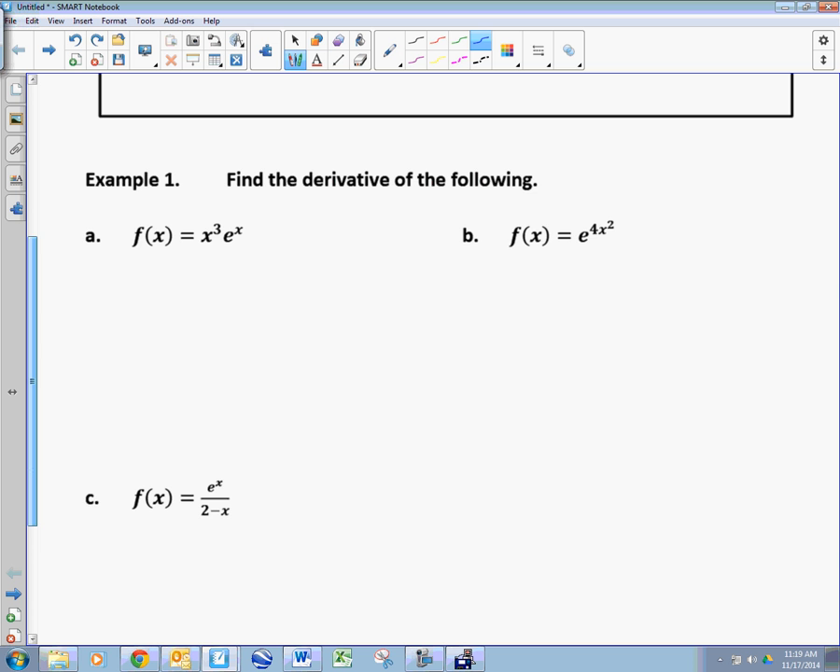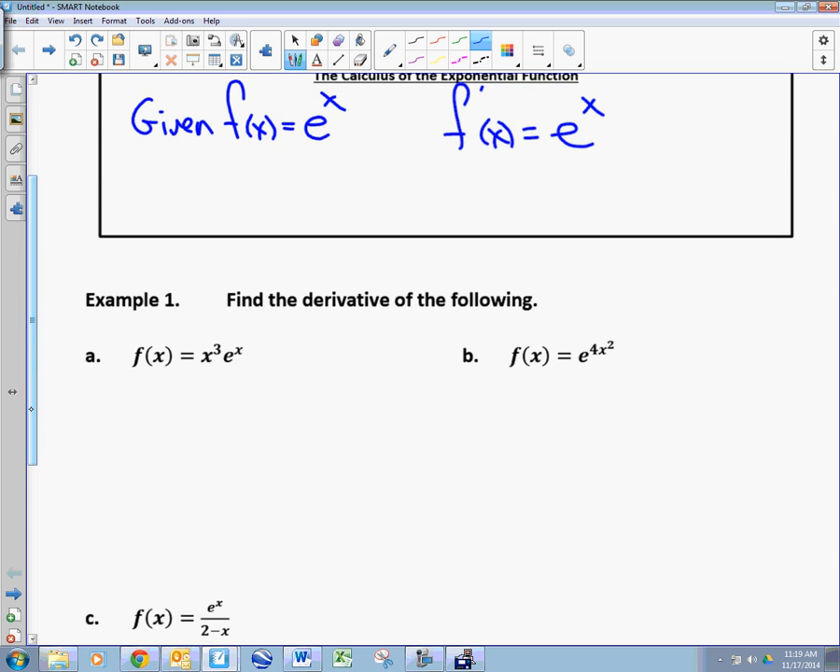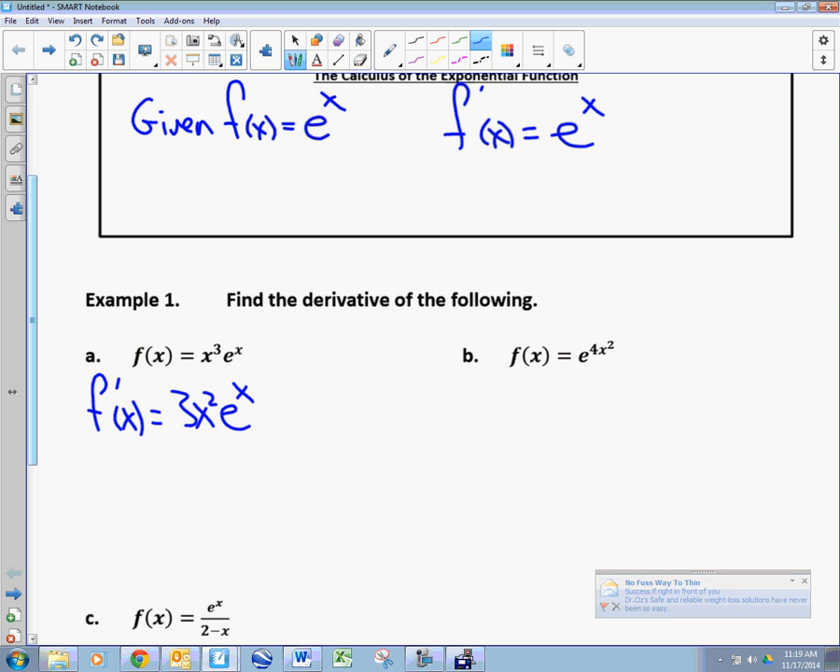But we start with example 1, and you need to be able to take the derivative of it. So what do I use? Product rule. So f prime of x is equal to the derivative of x to the third, 3x squared, times e to the x, plus x to the third times the derivative of e to the x. E to the x.